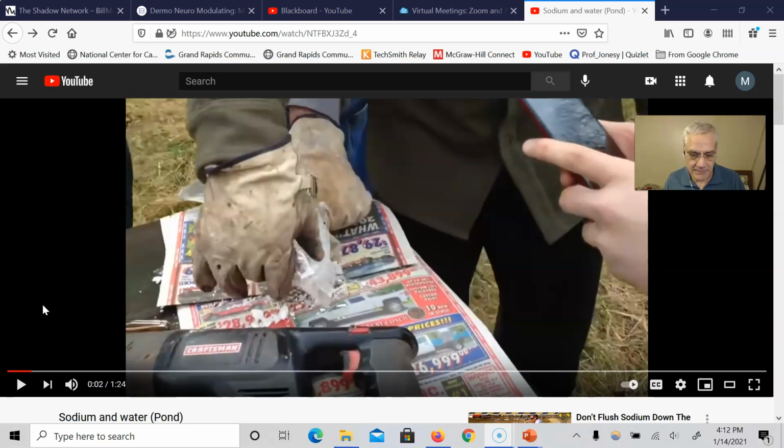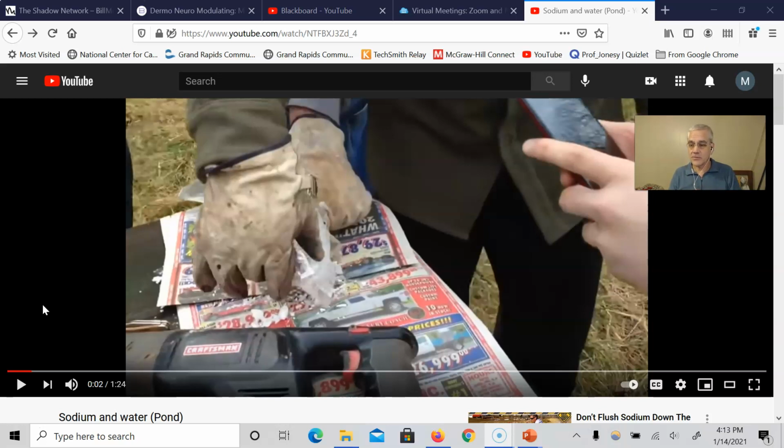What these people are doing, this is fun to do. However, it is dangerous. What these people are doing is taking solid sodium, and solid sodium looks like this. It looks like a silver metal, and this guy will have it in his hand. He's going to throw the solid sodium in the water.